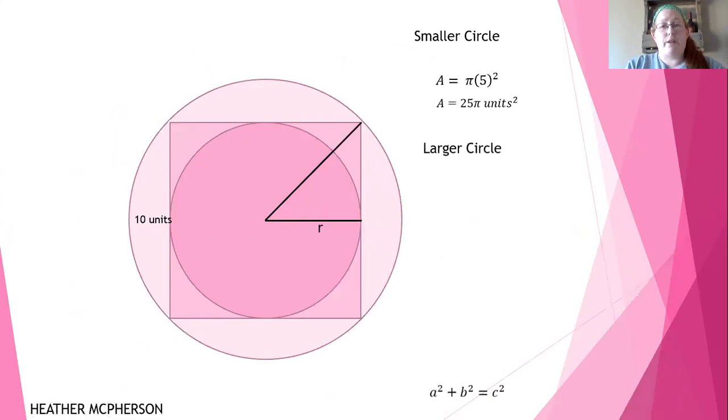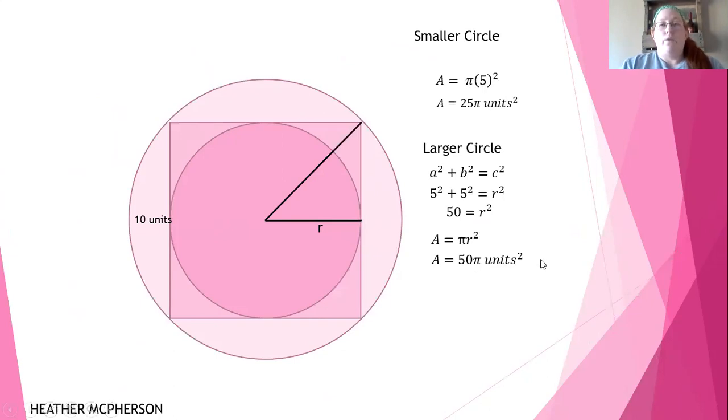The larger circle, we're going to use the Pythagorean theorem, which is a squared plus b squared equals c squared. And our radius of 5 that we used in the smaller circle is what we use for A and B. So you will have 5 squared plus 5 squared equals r squared, which gives us 50 equals r squared. So now we need to find the area. And the area, again, is going to be pi r squared. Since we know that r squared equals 50, the area is going to be 50 pi units squared.